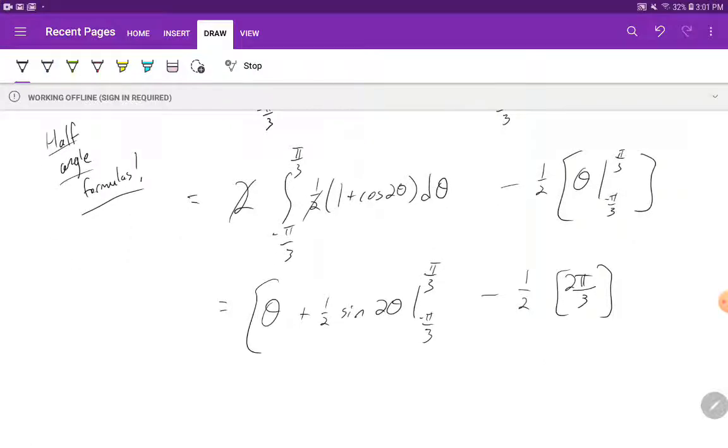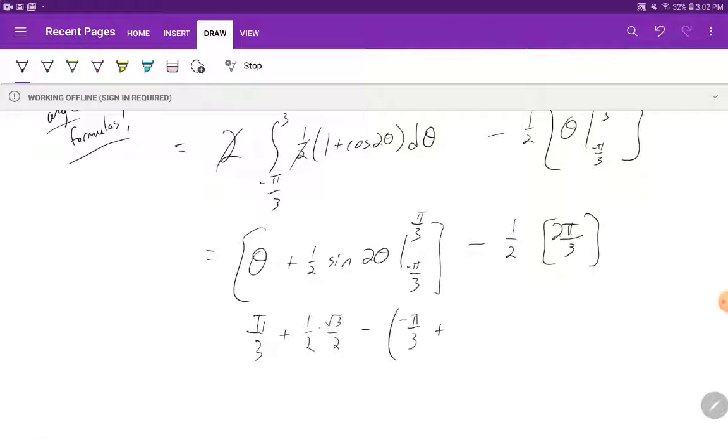This one's going to become upper minus lower. So we go pi over 3 plus sine of 2 pi over 3. That is the higher one, so it's root 3 over 2 times 1/2, minus negative pi over 3, plus sine of negative 2 pi over 3, which is negative root 3 over 2. This is a pain. Minus this guy, which is pi over 3.